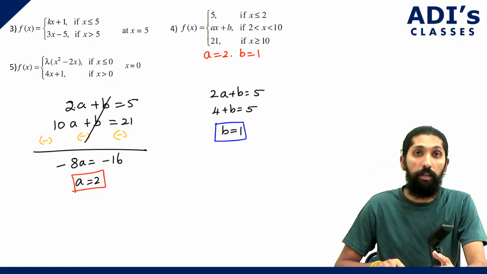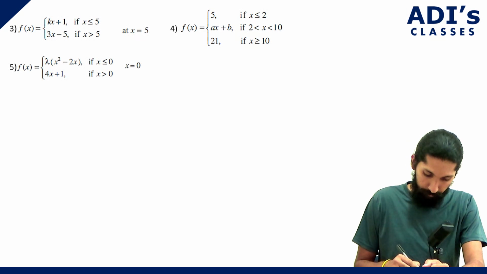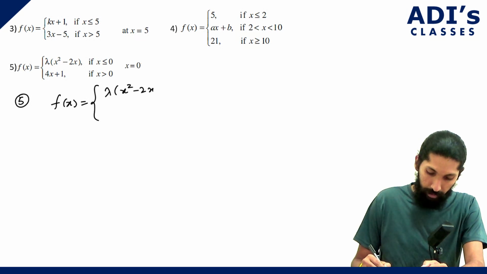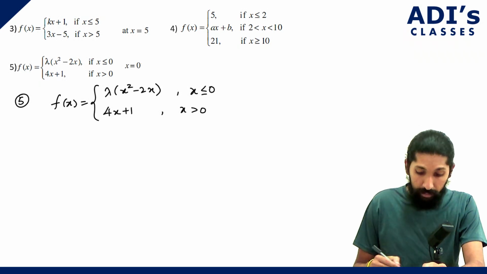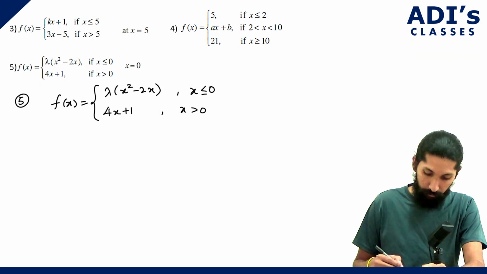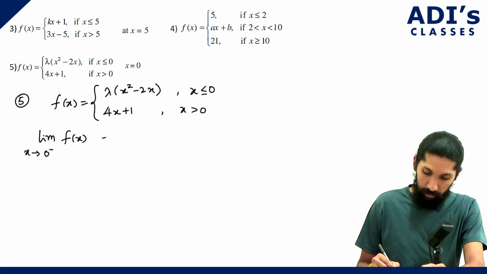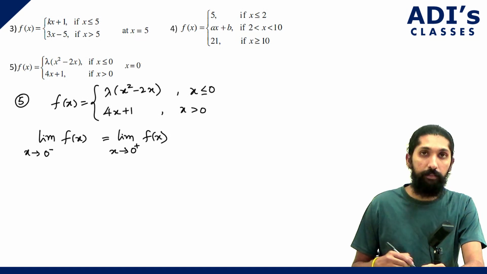Now let's do the last one, the fifth one. See the fifth one? Again, you have f of x is lambda into x square minus 2x, where x is less than or equal to 0, and 4x plus 1 when x is greater than 0. You know it is continuous at x is equal to 0. Correct? So now what do we do? Limit as x tending to 0 minus f of x is limit as x tending to 0 plus f of x, right?